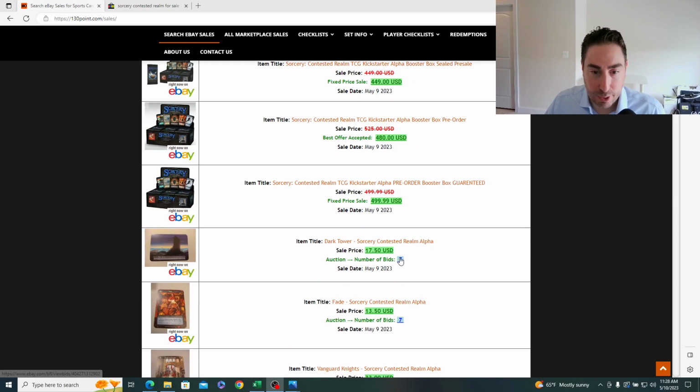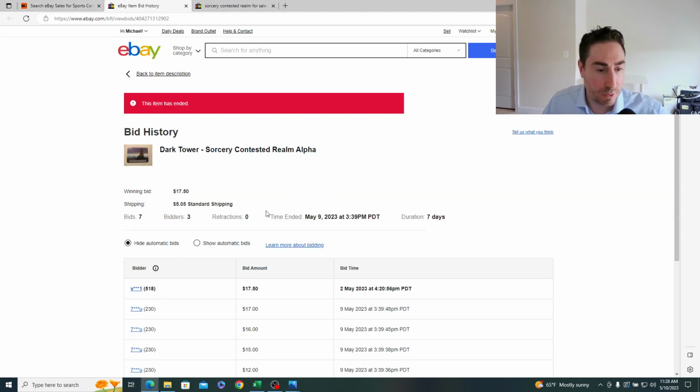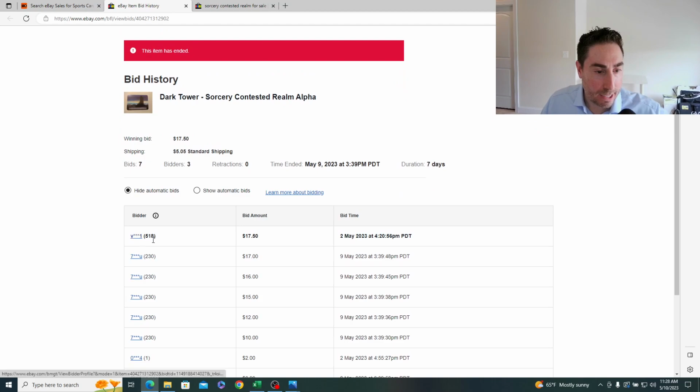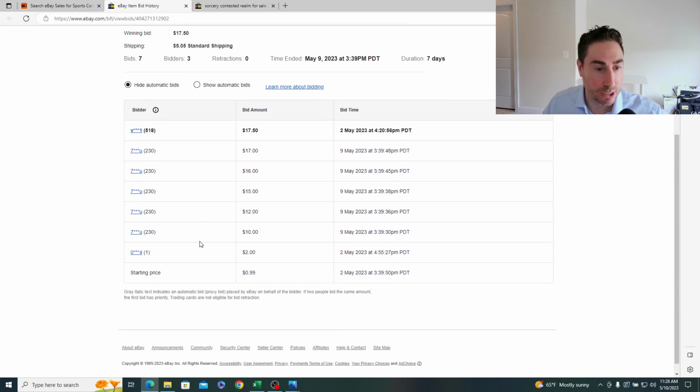So let's start with the Dark Tower. Take a look at the bids. There are seven bids here, and the winning bidder is the guy that canceled. So it ends in V and one. They don't give you the full bidder name. 518 transactions on eBay, right? So let's just go off the 518 for ease of reference.